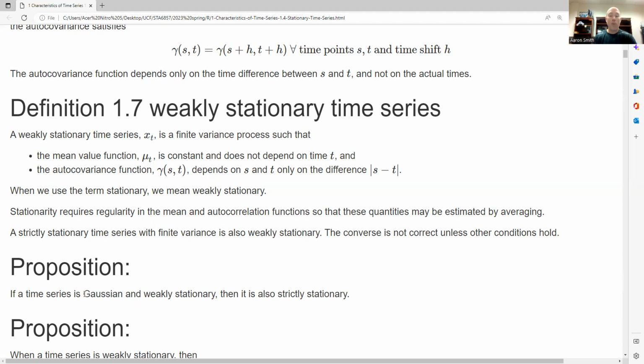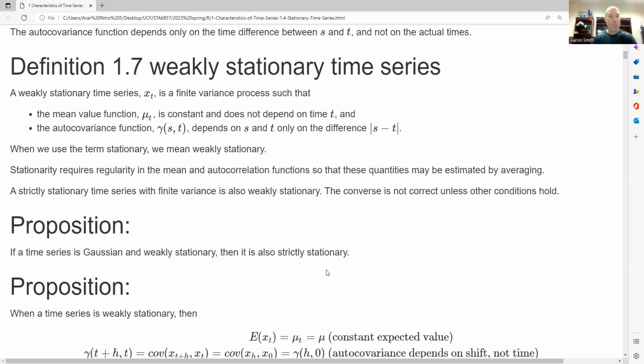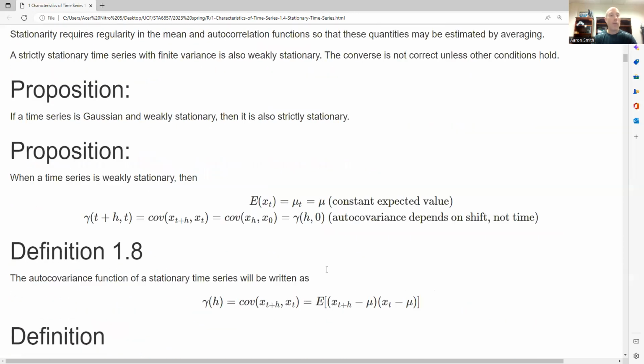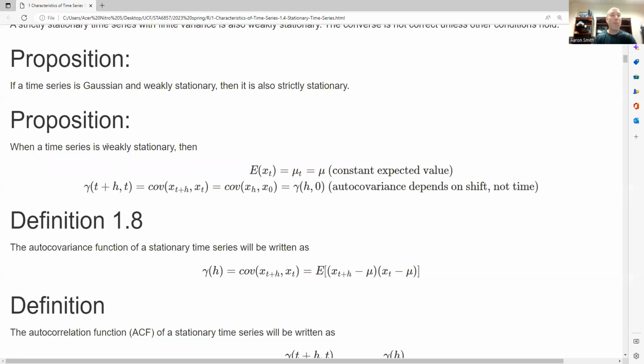All right, so here's a proposition. If I have a Gaussian weak stationary time series, then it's automatically going to also be strictly stationary. Now, another proposition, if a time series is weakly stationary, then the expected value is going to be a constant. I mean, that comes in the definition. And the autocovariance depends on the shift, not on the time itself.